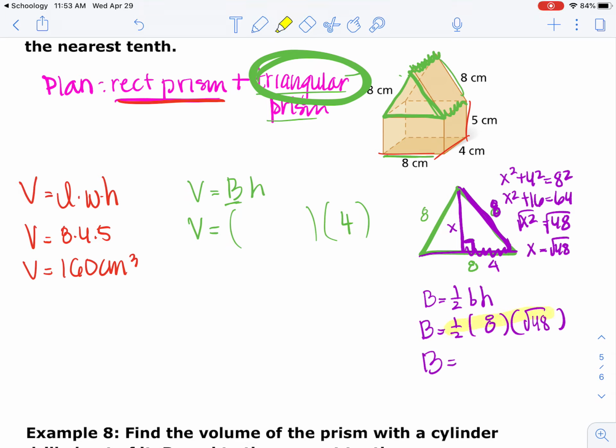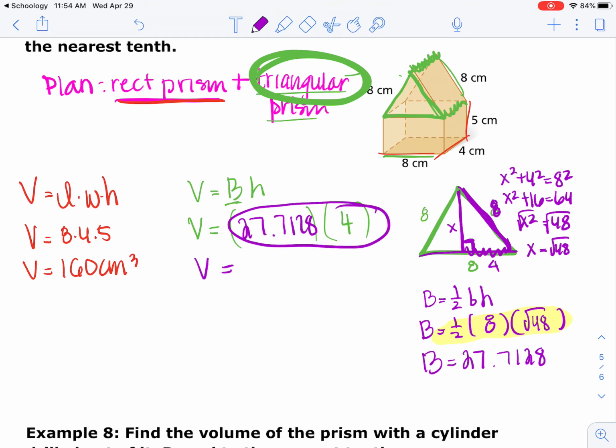I'm going to go ahead and put this in my calculator to see what I get. I get a decimal. Is it my final answer? No, not even close. So I am going to write down 4 decimal places. 27.7128. Put that here. 27.7128. All right, now I can put this in my calculator to see what the volume of my prism is.